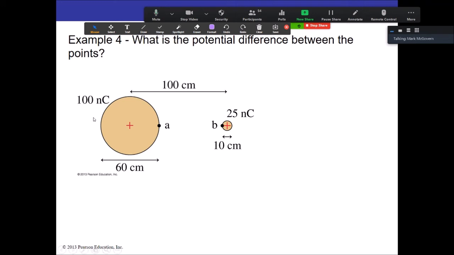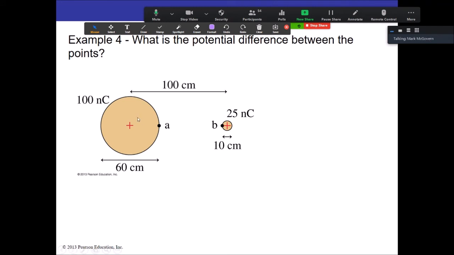So this sphere over here on the left has 4 times the charge, but it's 6 times bigger. So B is actually going to be at a higher potential than A. B is going to be a higher potential than A. So anyway, we got to work out both.